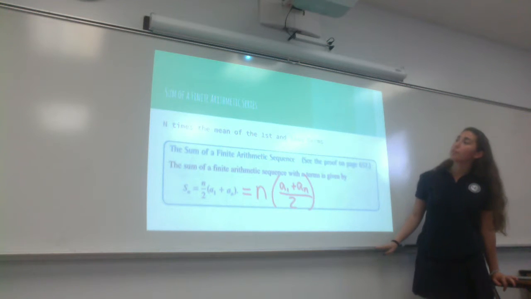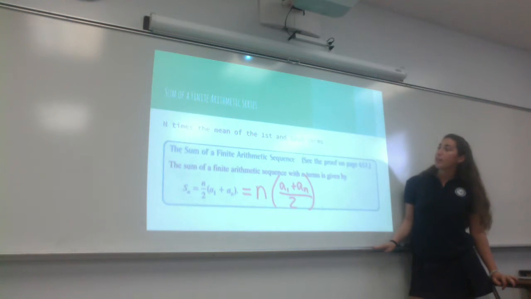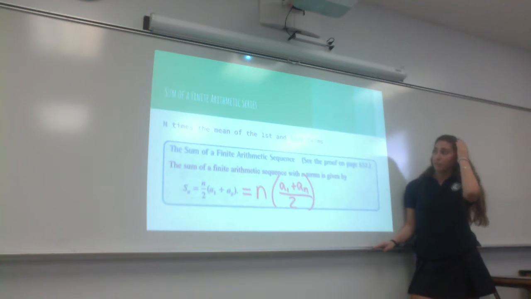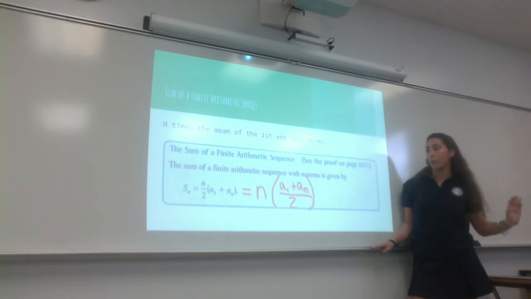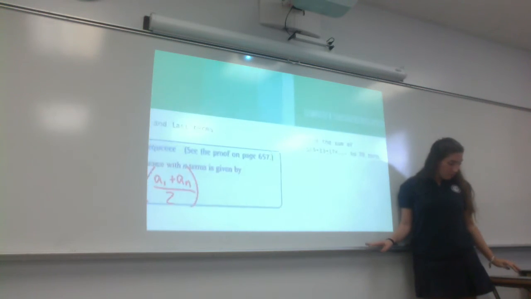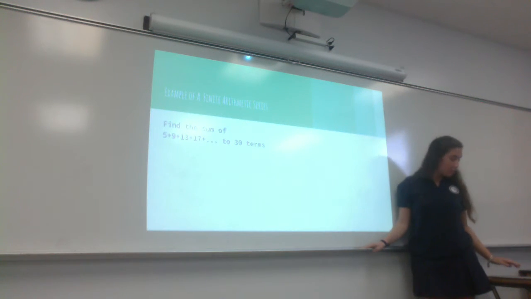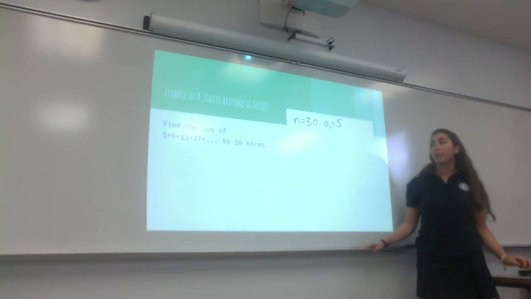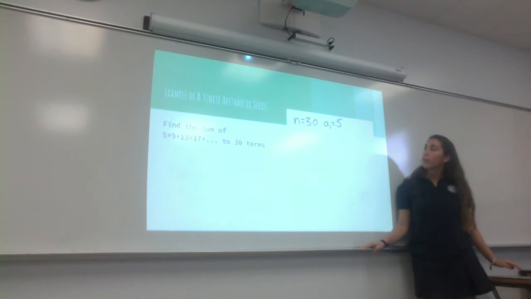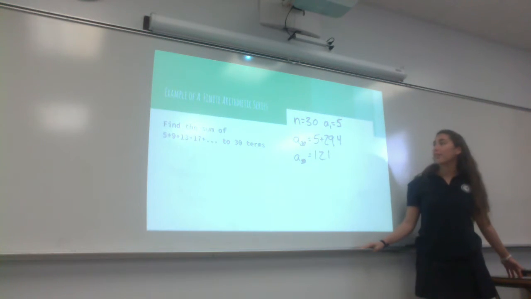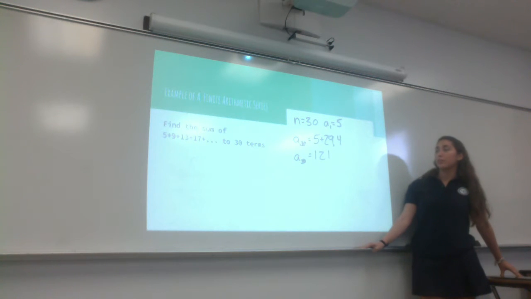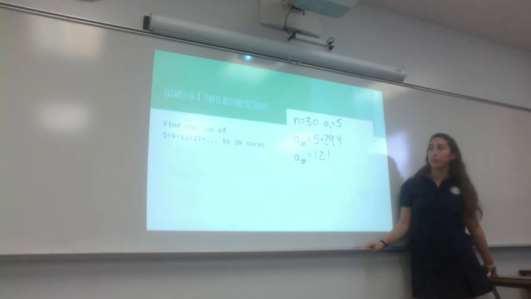And then the sum of a finite arithmetic series is n times the mean of the first and last terms, which is the easiest way to remember it. And in this one you're finding the sum of the first 30 terms. So n is equal to 30, and then you have a1, which is 5. Then you have to find the 30th term first, so you get 5 plus 29 times 4 equals 121.